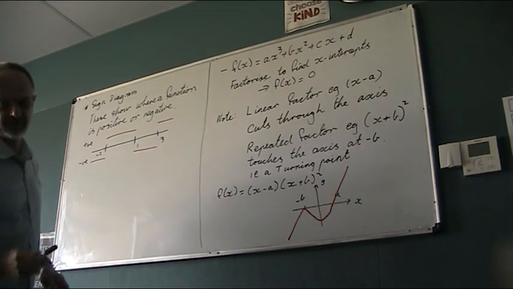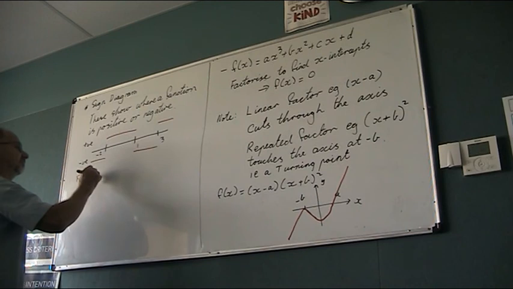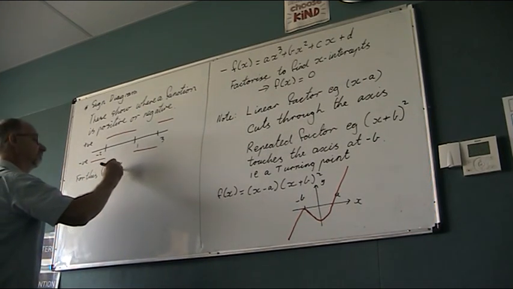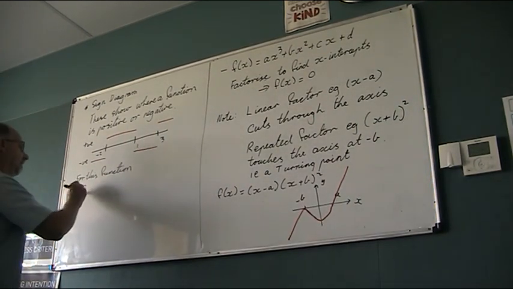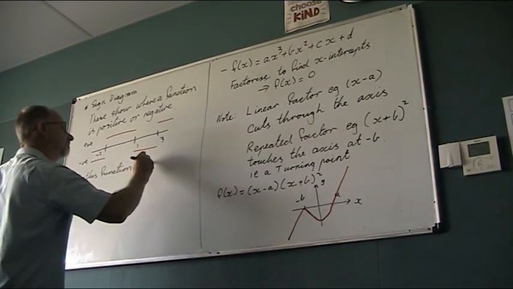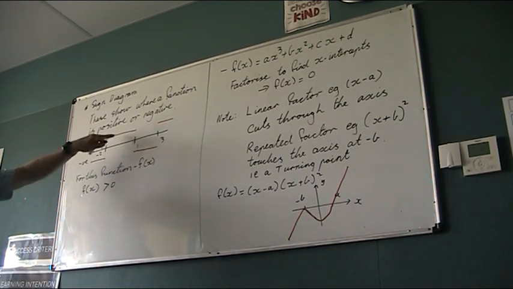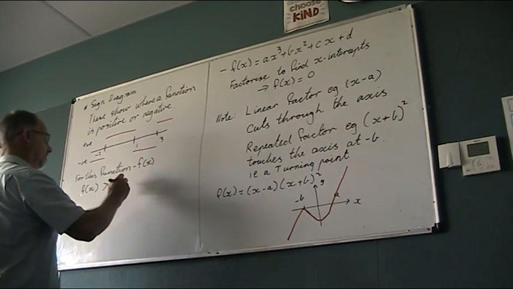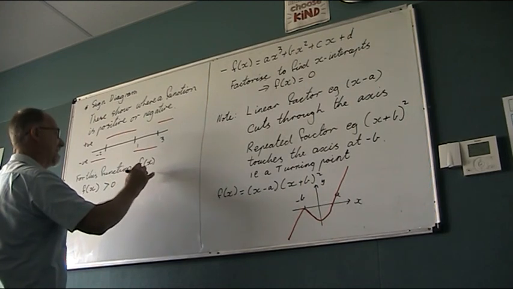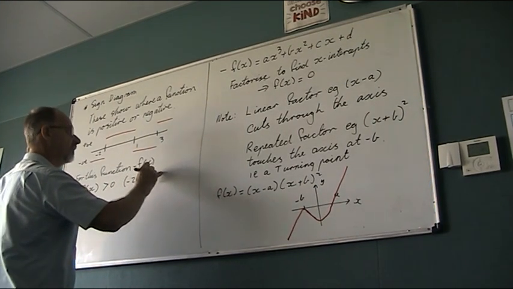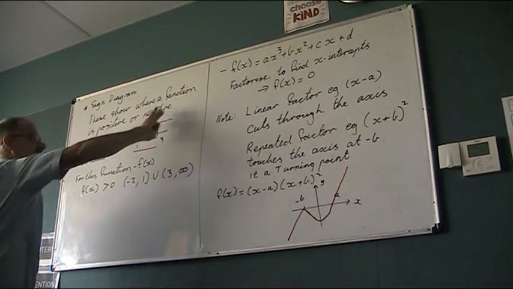So for this particular function, f(x), it's greater than 0 here and here. So when we've got between -2 and 1, union with 3 to infinity, that's when it's above.